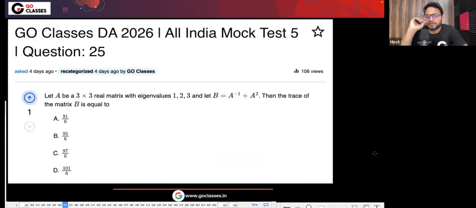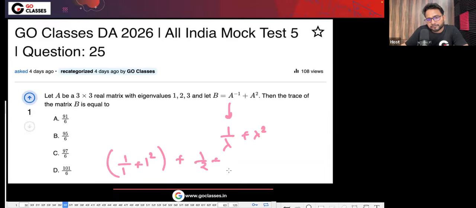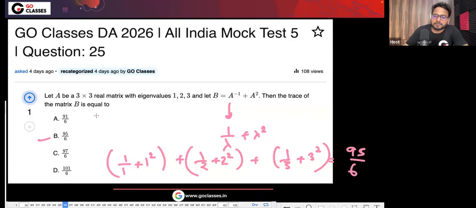Now let's see this question. This was an easy question. They are just asking for the trace of this matrix B. The eigenvalues of B will be 1 upon lambda plus lambda square. So you can just sum 1 upon 1 plus 1 square, plus 1 upon 2 plus 2 square, plus 1 upon 3 plus 3 square, because trace means the summation of all eigenvalues. If you do so, I think it came out to be 95 divided by 6. So B is the correct answer here.